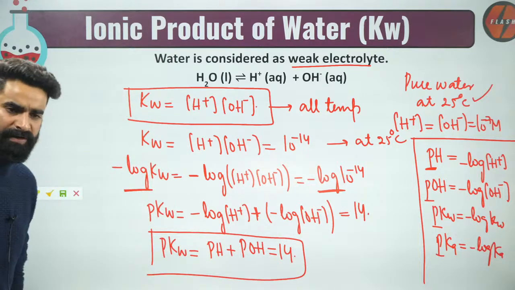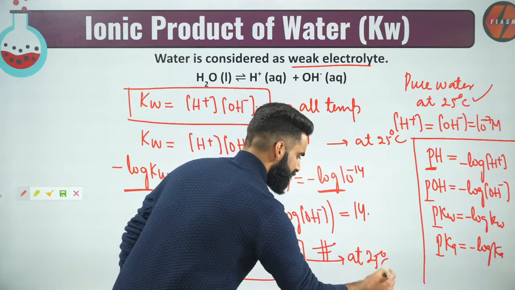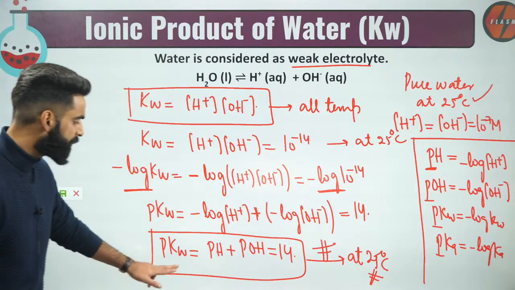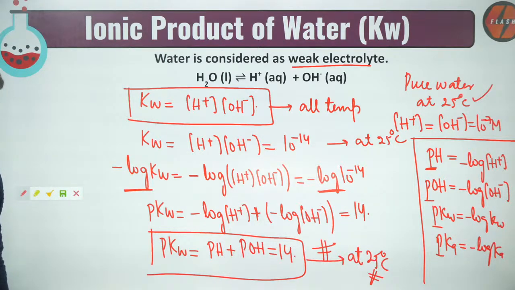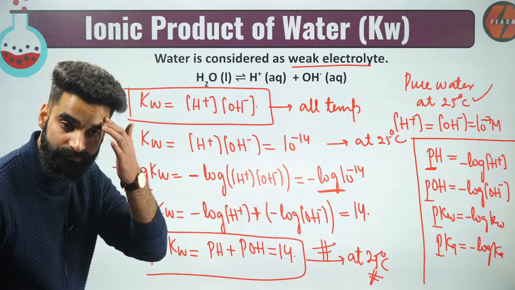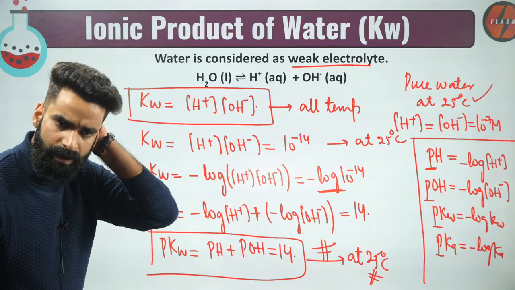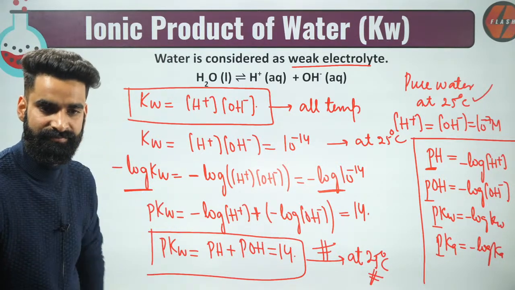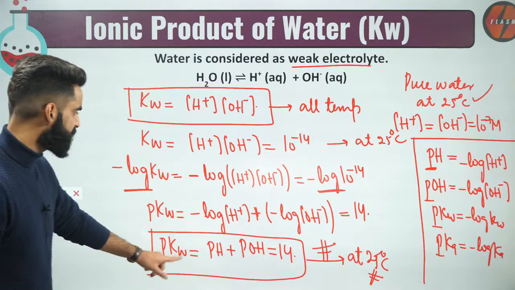This is something which you might be remembering till now. Now you know how this relation actually comes. And this is only valid at 25 degrees centigrade. PKW is equal to pH plus POH is equal to 14. Is it clear? Let me know in the chat box fast if it is clear. Yes, you're absolutely right. Square brackets represent concentration. Wonderful, guys. So remember this relation. It's very, very important.